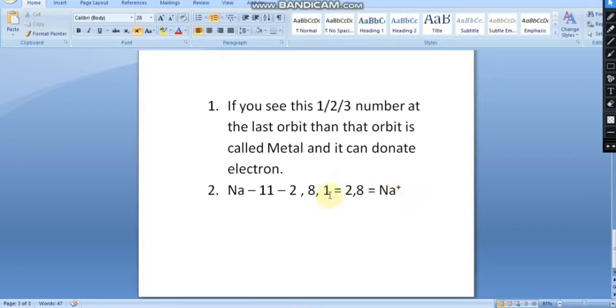Okay, if the question is about a chemical with one electron in the last orbit, that means sodium or what else. Now, if that chemical consists of 2 electrons at the last orbit, then the answer will be Na2. That means if the last orbit is 1, then you have to write plus. And if the last orbit is 2 or 3, then you have to write 2 or 3.